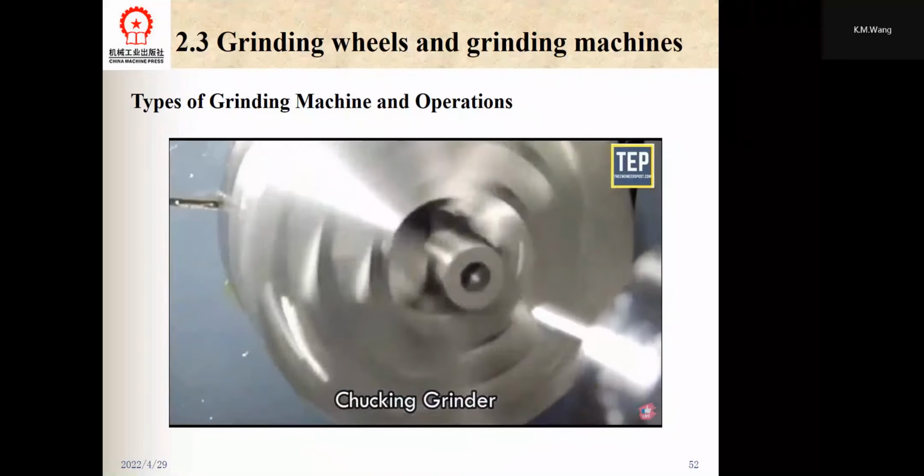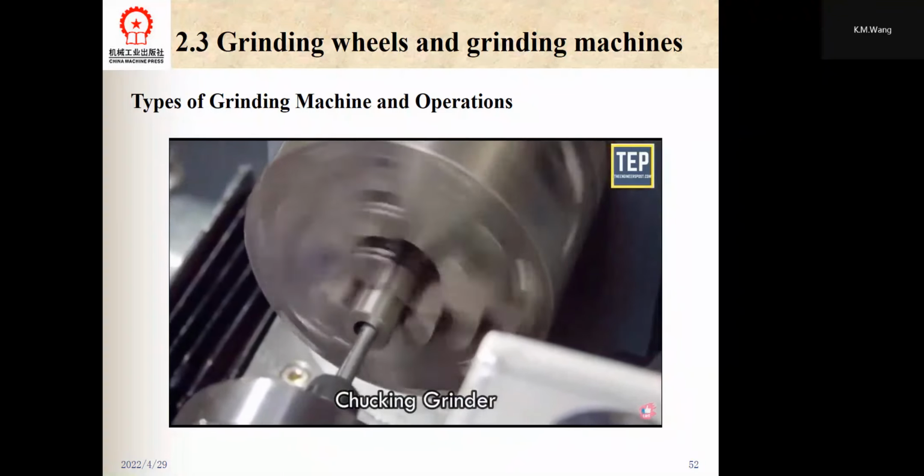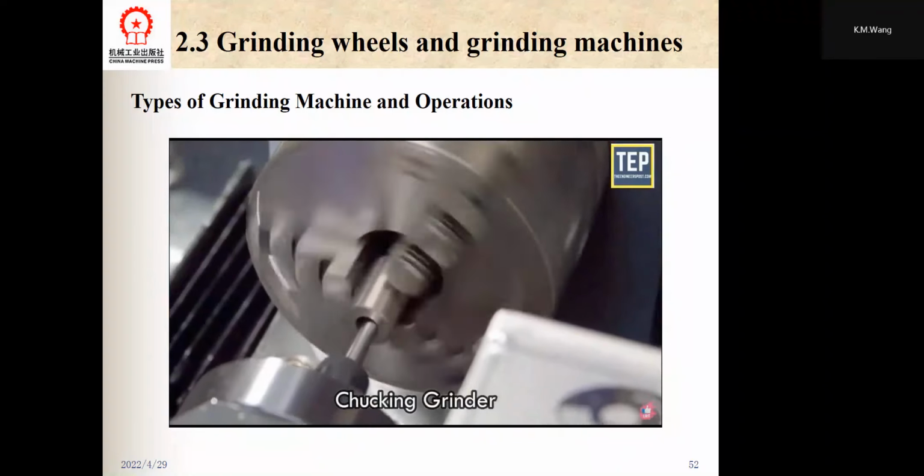Chucking grinder. In this type of grinder, the job is held in the chuck. The grinding wheel makes the job accurate through grinding of its hollow part.